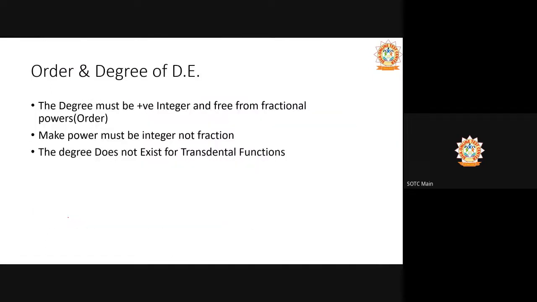So now try to see some points that you need to remember while finding the order and degree of differential equation, right? So the degree must be a positive integer. Degree must be a positive integer and it is free from the fractional.